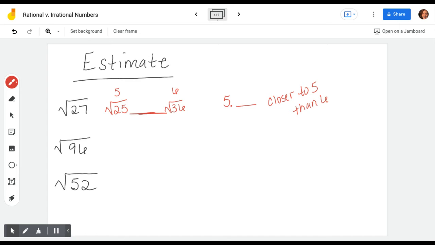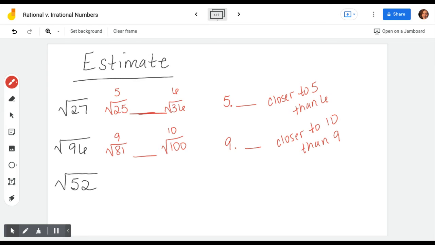The square root of 96, well, I know the square root of 100 is 10. And before that would be 9. Let's see, the square of that is 81. So this is somewhere in between. So between 9 and 10, it's going to be 9 point something. And this one is closer to 100. So I know it's going to be closer to 10 than 9.